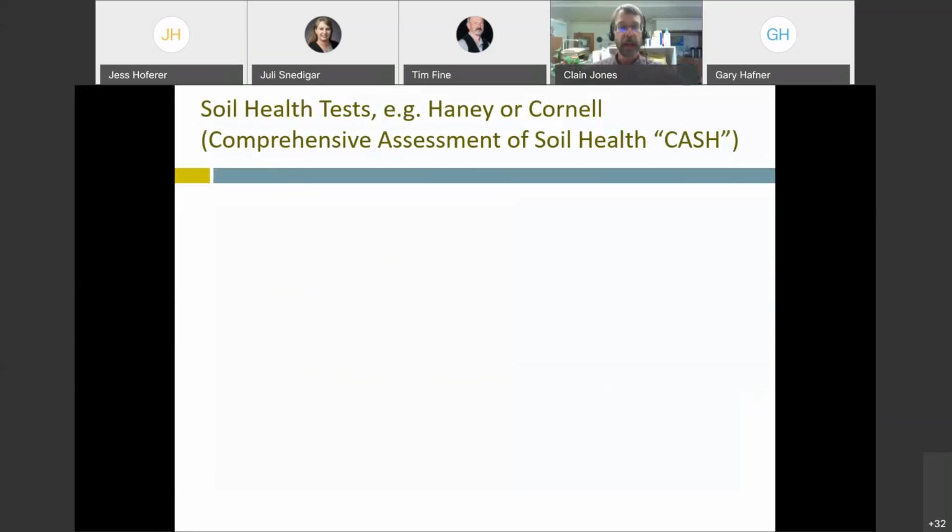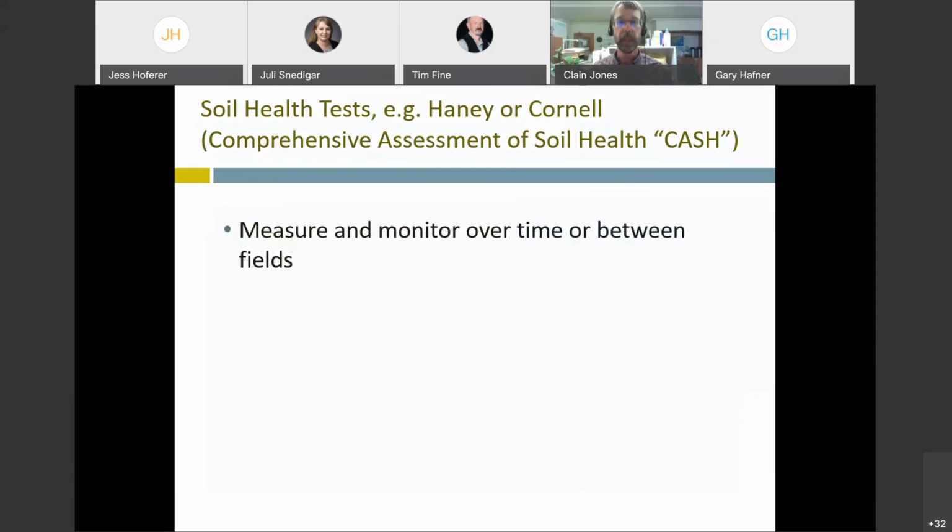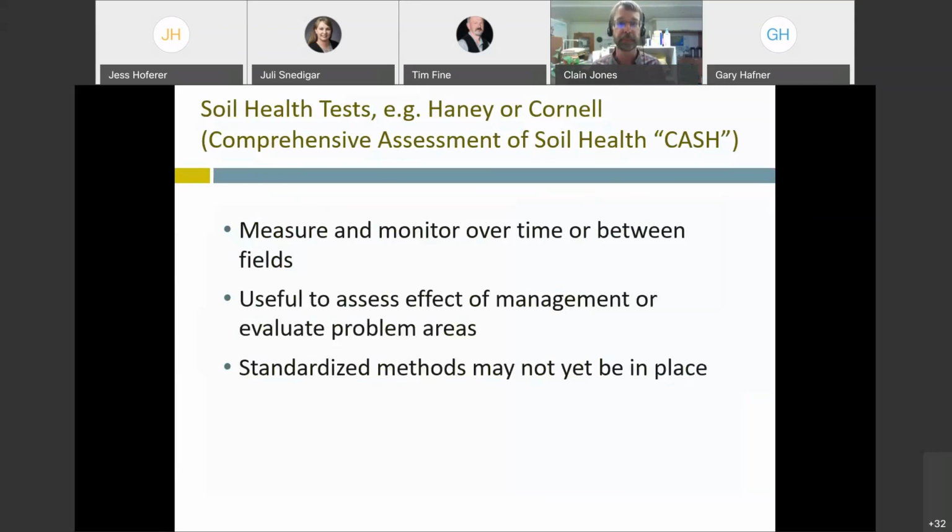Some other things to think about: there are a number of soil health tests out there, packaged. You can analyze things individually, like enzymes and microbial biomass, but there are some group systems like Haney or the Cornell test, which is called the Comprehensive Assessment of Soil Health, or the CASH test. If you're going to monitor soil health, make sure that you measure and monitor over time or maybe between fields. If you just do it once, it might show that maybe you don't have great soil health, but it might be, say, comparing with soil health from Iowa, which isn't really a fair comparison.